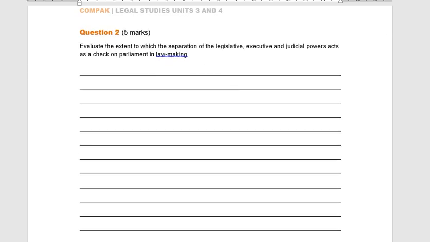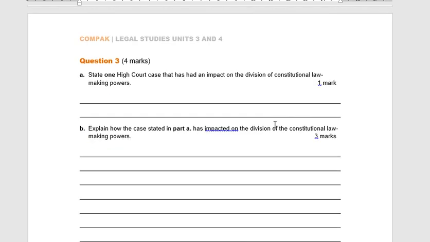Evaluate the extent to which the separation of legislative, executive, and judicial powers act as a check on Parliament in lawmaking. Okay, and evaluate question, 5 marks. So 4 marks for my points, 1 mark for a reasoned conclusion, and I need to make sure there's positives and negatives in there as well. So the legislative and executive are independent of the judicial powers. However, the legislative and executive overlap as well, so that doesn't really allow them to act as a check in lawmaking. Okay, so I've got a couple of ideas.